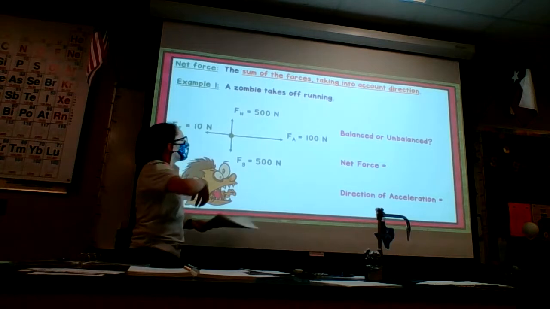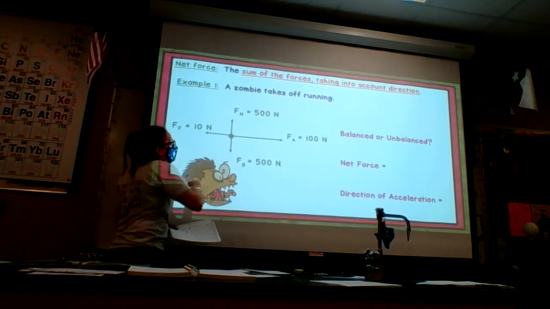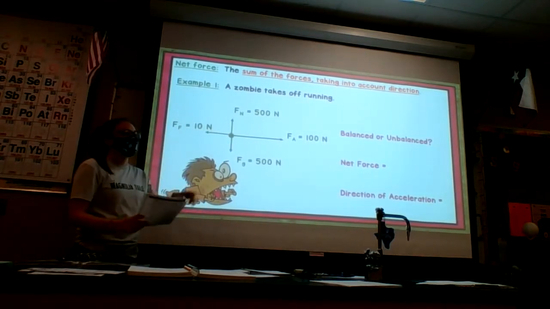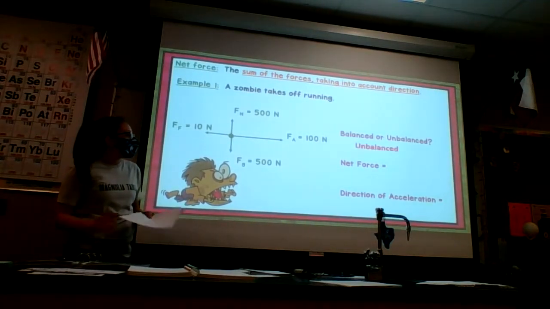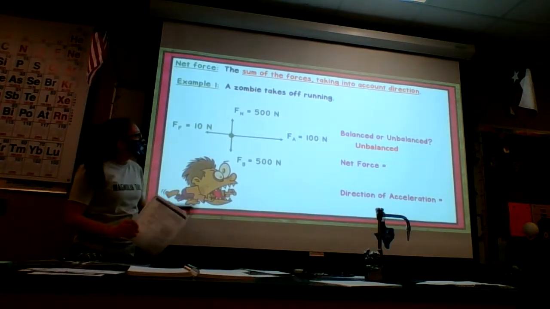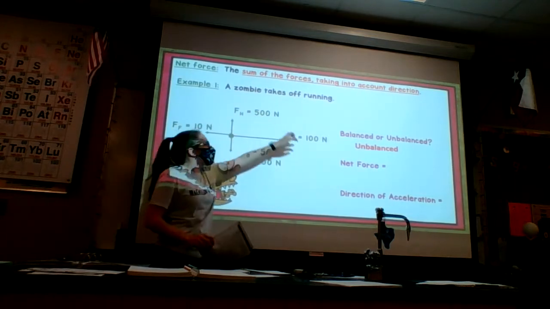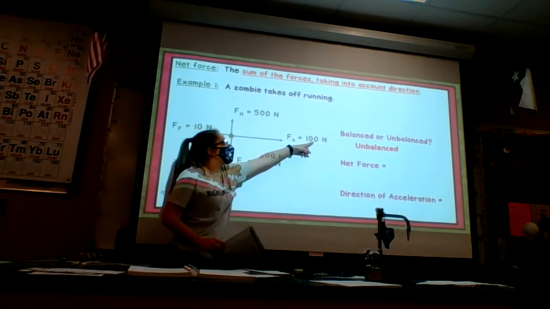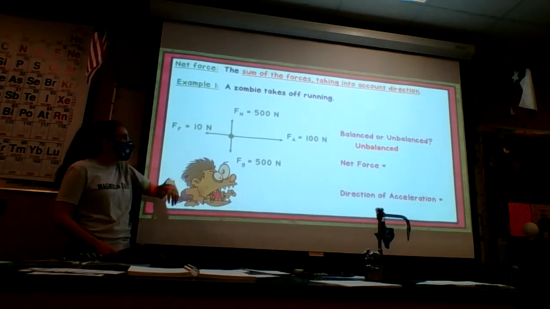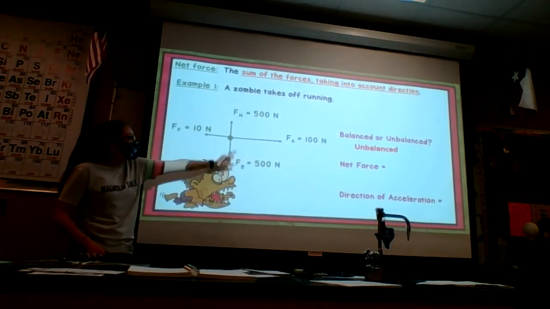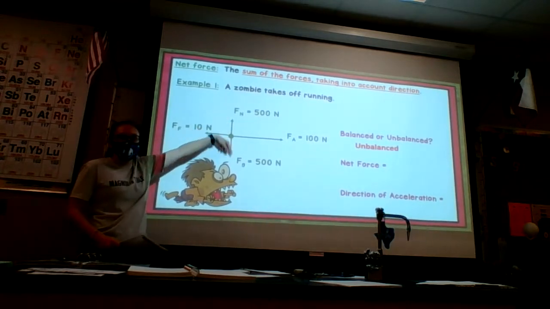So now, we saw the same free body diagram, okay? If you look at just the arrows, would you say that this is balanced or unbalanced? It's unbalanced, okay? So now, they have numbers to them. We can see that our applied force is 100 newtons. Our friction force is only 10 newtons, okay? Our gravitational force is equal to our normal force, all right?